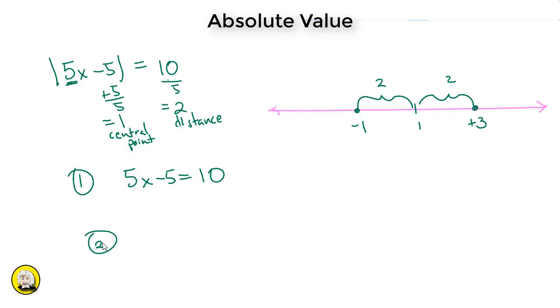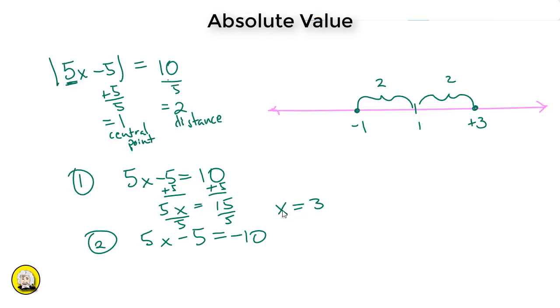My positive case and my negative case set up as follows. I'll add 5 to both sides. 5x equals, in this case, 15. Divide by 5 on both sides. And x equals 15 divided by 5, or 3. Sure enough, we have one of the solutions. Let's look at our negative case.